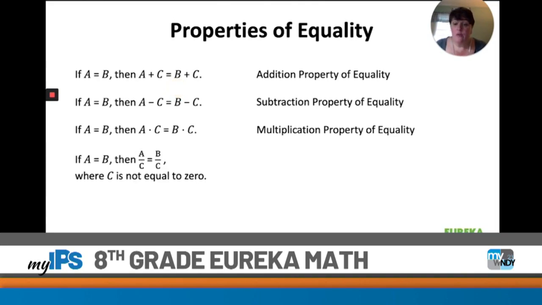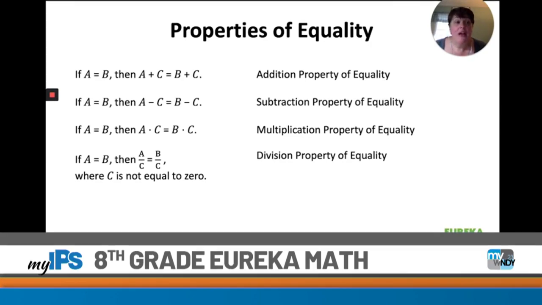The last one is if A equals B, then A divided by C equals B divided by C, where C does not equal 0. What do you think this one's called? Do you think this one's called the division property of equality? Yay! Ding, ding, ding! You are right. Look at that last statement where C is not equal to 0. What happens if you divide by 0? Nothing good happens if you divide by 0. Really, it's undefined. And we don't talk about that until later on. So we just know that we can't divide by 0.